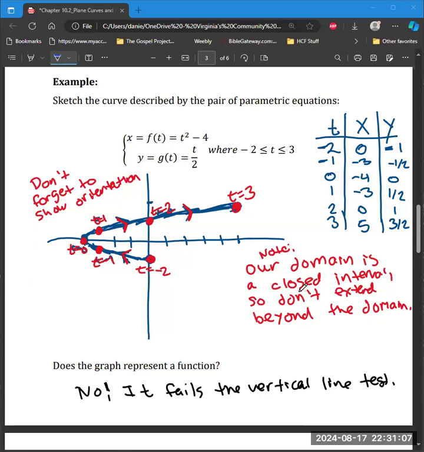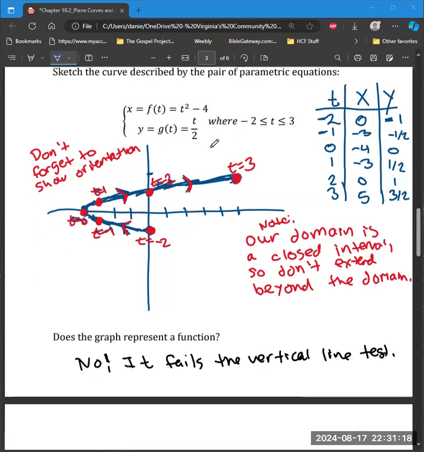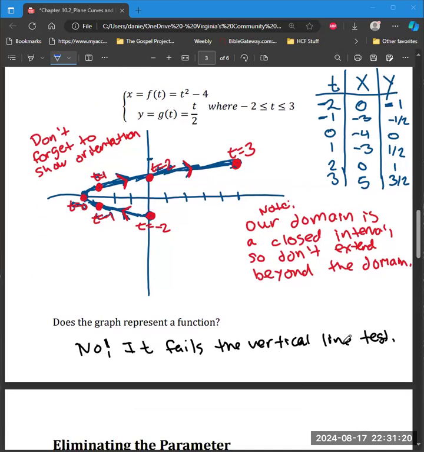So is this graph a function? Does it represent a function? No. y is not a function of x here. So we took x was a function of t and y was a function of t, but y was not a function of x because it doesn't pass the vertical line test here.